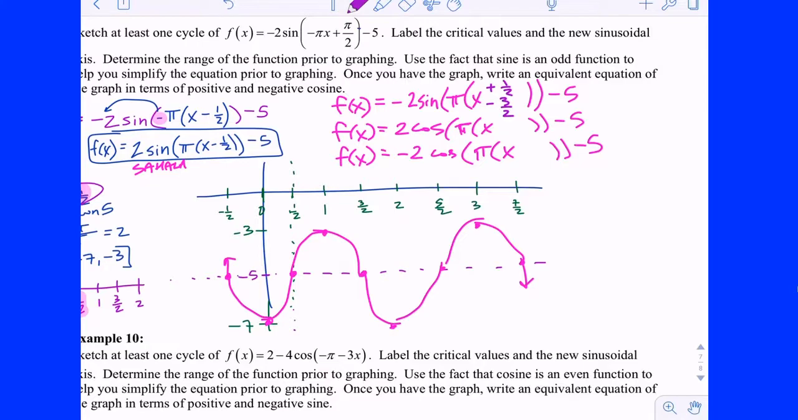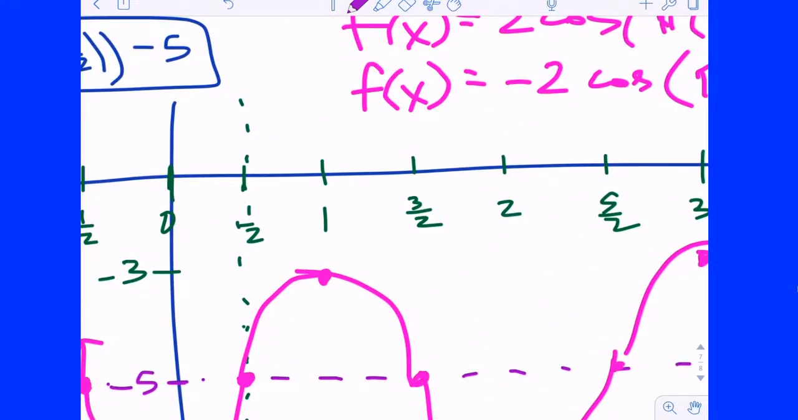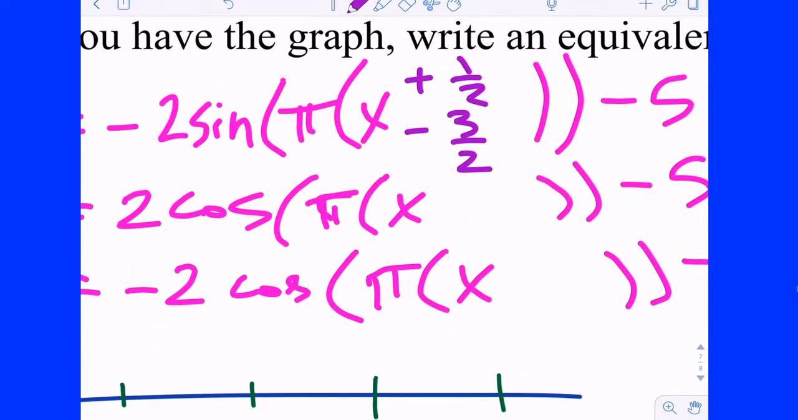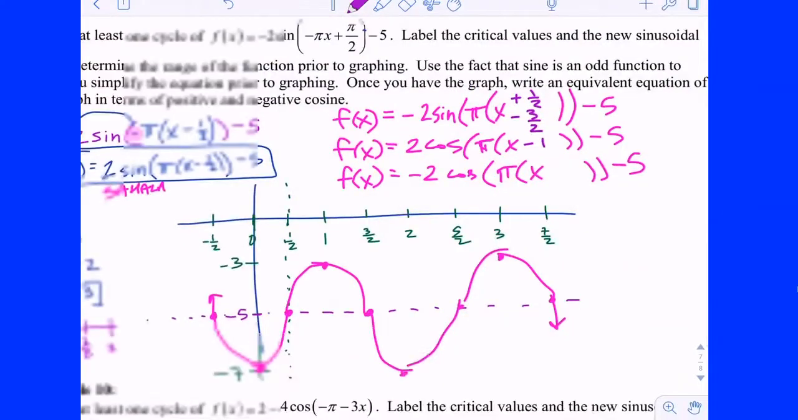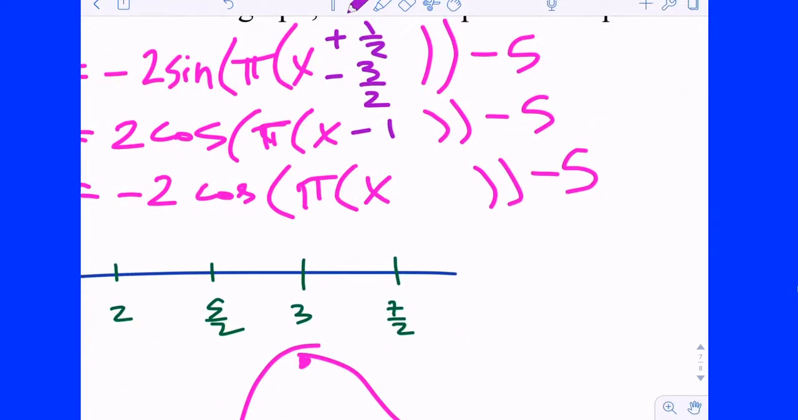For a positive cosine, we need to be where? At a high point, right? And the closest one, I think, is 1, right? So to get to 1, would we do +1 or -1? -1, good. You could also have -3. And then for a negative cosine, we need to be at a low point. Where's the most convenient low point? At 0. Very good.